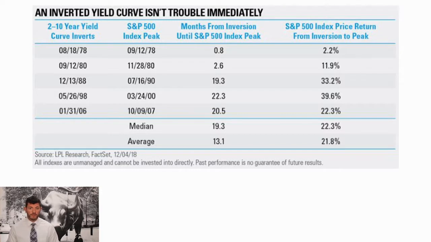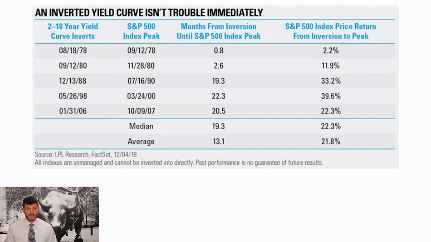But if you go the whole way down to the most recent, in 2006, it took over 20 months for the S&P 500 to hit its peak after the inversion, and that was over 22% away from the point where the S&P 500 was when the yield curve actually inverted. So that's still a 22% gain in the S&P 500 from when the last yield curve inverted to whenever the S&P 500 hit its peak. Now, I wanted to talk about the averages, and on average, it took over 13 months for the S&P 500 to reach its peak, which means when the yield curve inverted, it still took over a year for the S&P 500 to hit that top level.